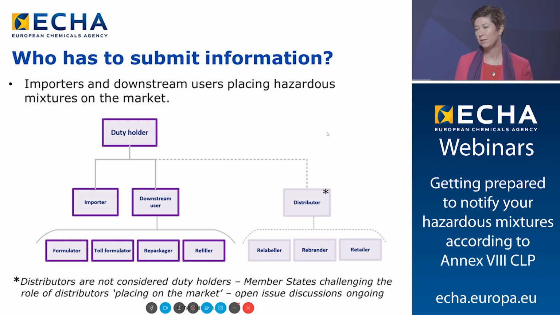So who has to submit the information? Well, Annex 8 clearly states that the duty holders are the importers and downstream users placing hazardous mixtures on the market. Downstream users have been well defined in REACH and CLP regulations as the formulator, toll formulator, repackager, or refiller. Distributors, on the other hand, are not considered duty holders, and discussions are still ongoing between member states about the role of the distributor placing on the market.